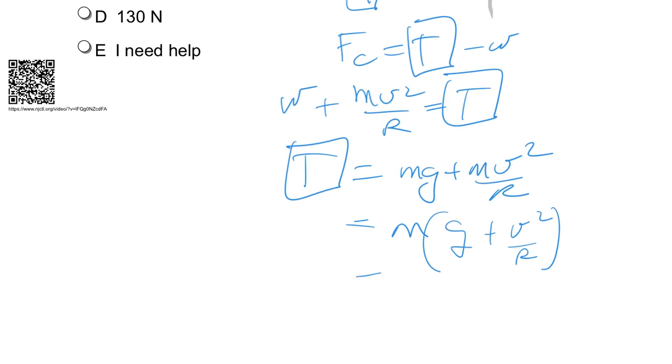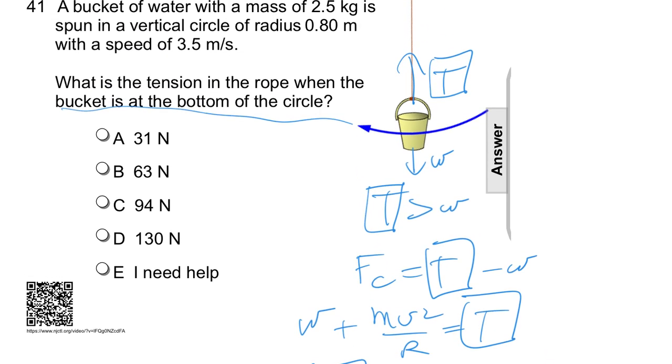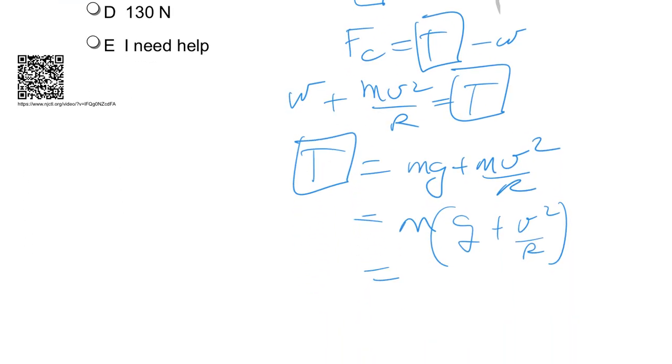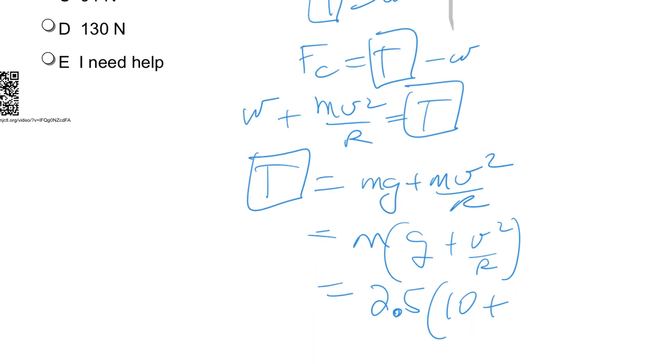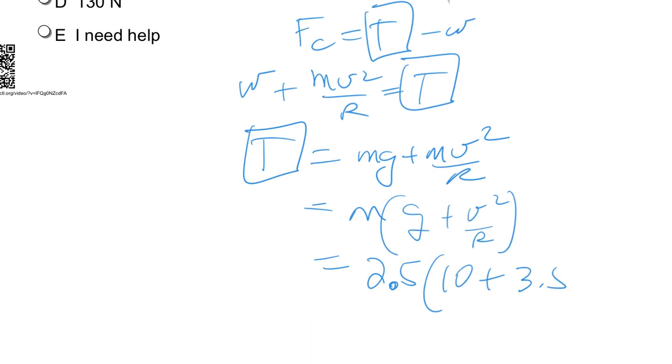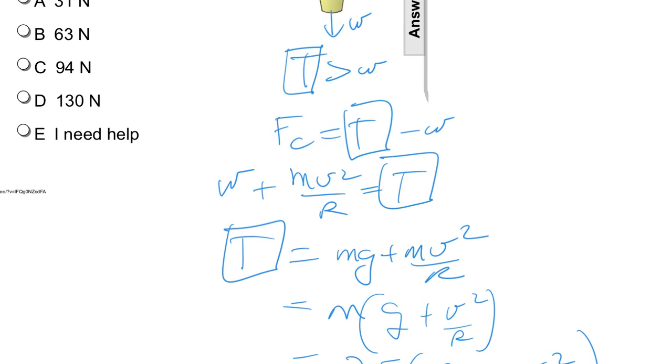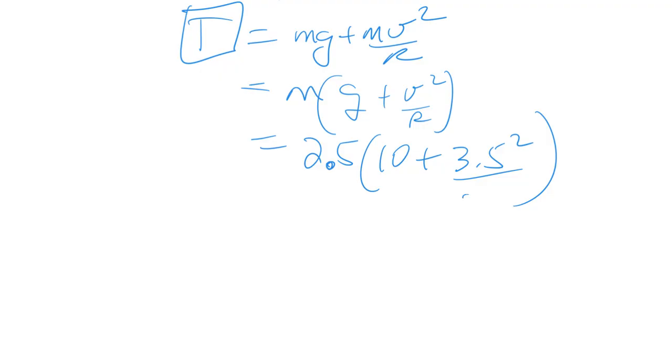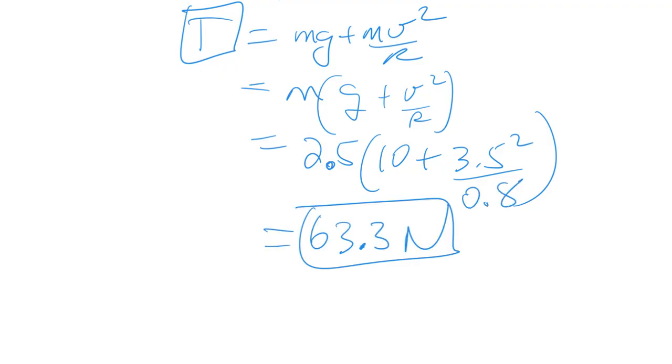And so let's plug in numbers. 2.5. G is 10 plus the speed, 3.5 squared over the radius, 0.8. It looks like I get 63.3 newtons for the tension.